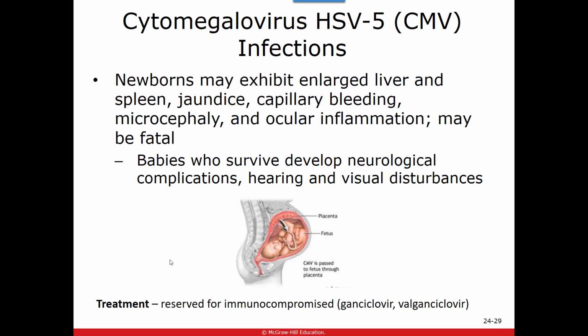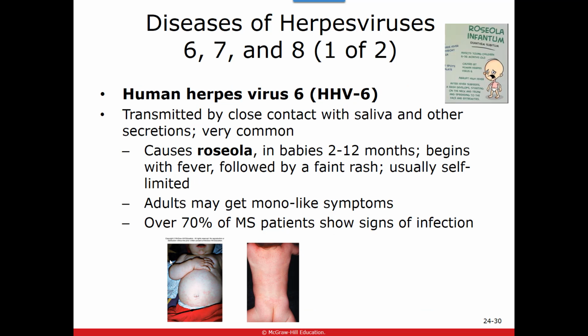Now, our last herpes simplex viruses, 6, 7, and 8. I'm going to talk about 6, and then briefly 7, and then briefly 8. Now, the human herpes virus 6, or herpes simplex virus, it's got two names. This is transmitted by saliva, being in close contact with each other, and it is a common virus, but it's usually picked up in infants. And it causes a condition known as roseola.